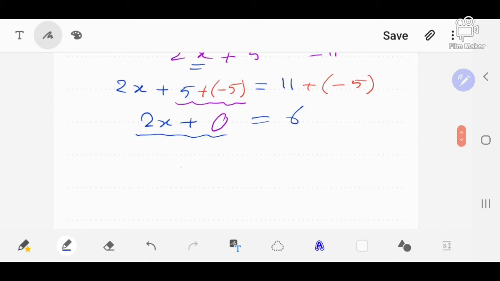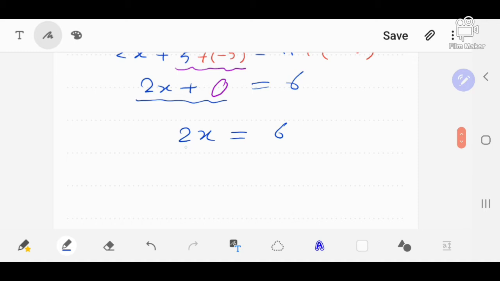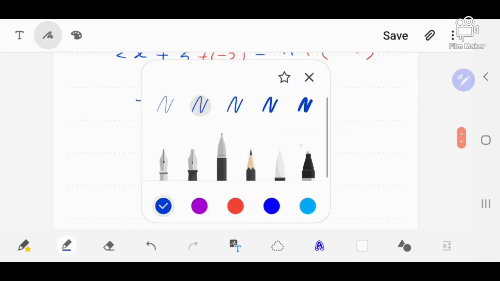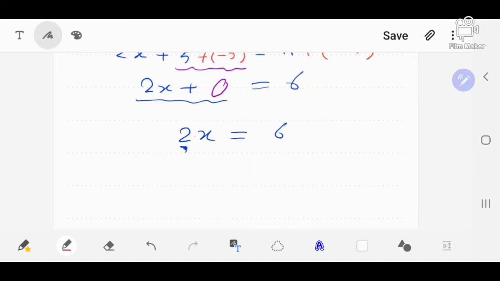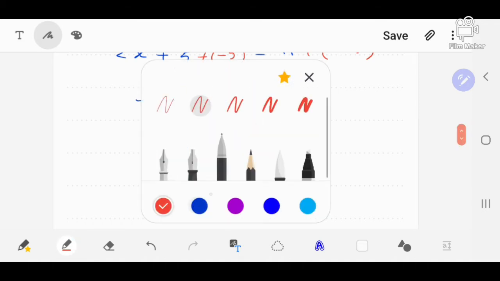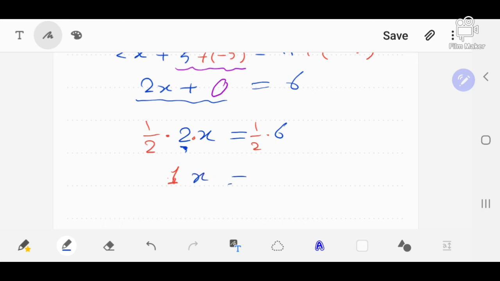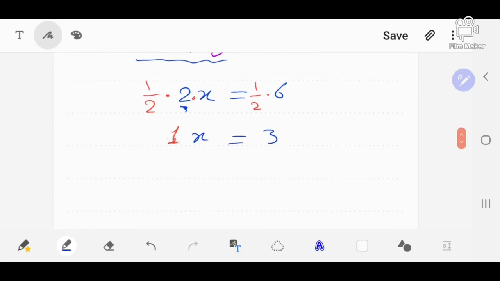Now, the next point is to get rid of the 2. How am I going to get rid of the 2? Now, this is 2 times x. So I have to apply the inverse of multiplication. So I have to multiply by half, which is the multiplicative inverse of 2. Now, half times 2 is 1x, which is equal to 6, and 1 times anything is an identity, so it will remain x only, so x equals 3.